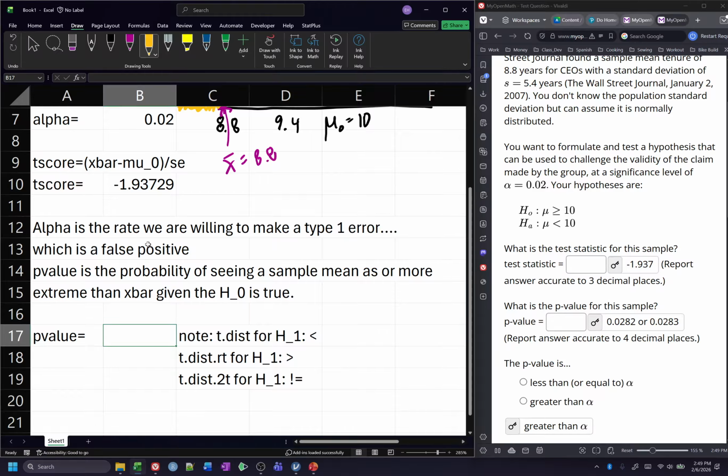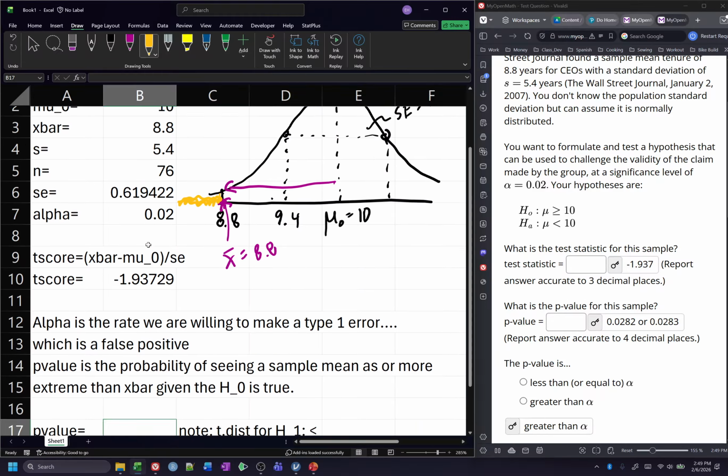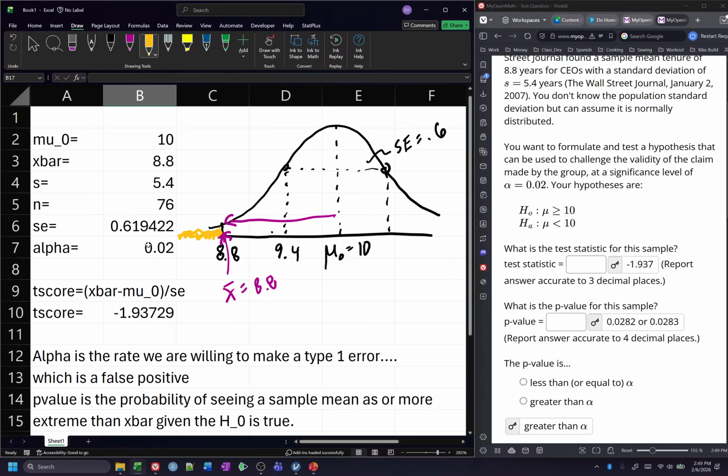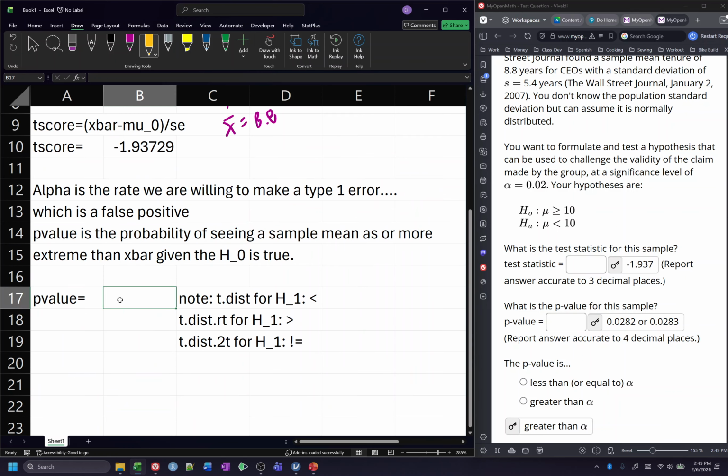Okay, so for our scenario, we're doing a 1-tail less than test. So we are going to use equals t.dist, and then we have to know what we need to put in. The first thing it says is just x. Well, what it's really asking for is your t-score. You have to click on the t-score here.